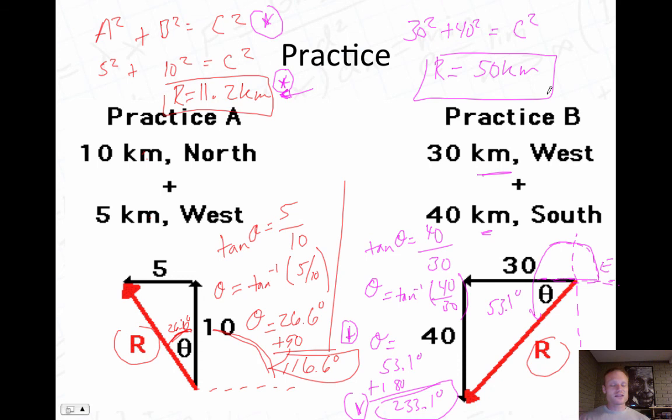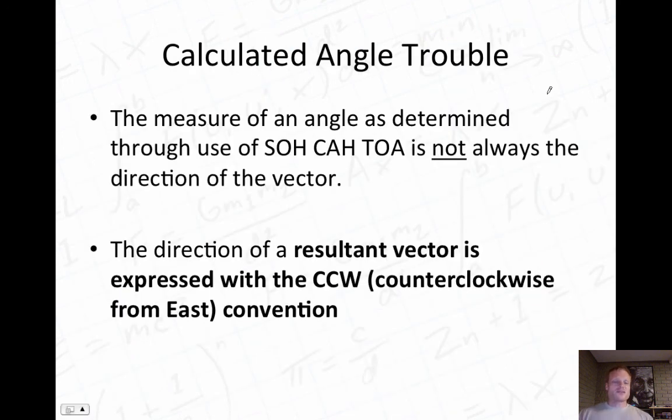Again, we'll practice this a lot more as we go through the course, but I just want to give you guys a heads up on what's coming. This basically is just text of what I said. That calculated angle is not always the direction. It will not always tell you the direction of the vector. You always have to remember we express the resultant vector with a counterclockwise from east convention. You have to figure out how many degrees from due east your resultant vector goes counterclockwise. If you don't do that, you don't have the directional piece of your answer correct.